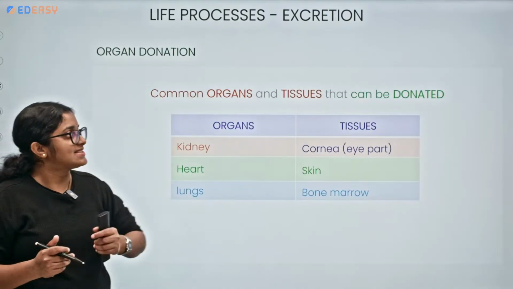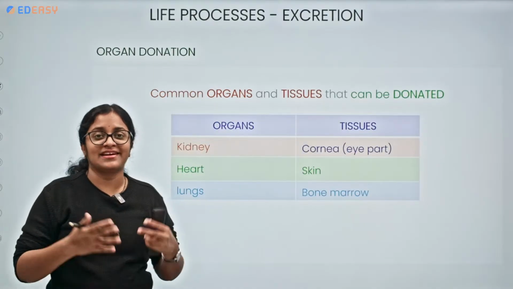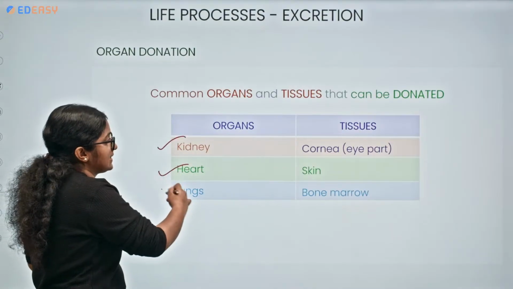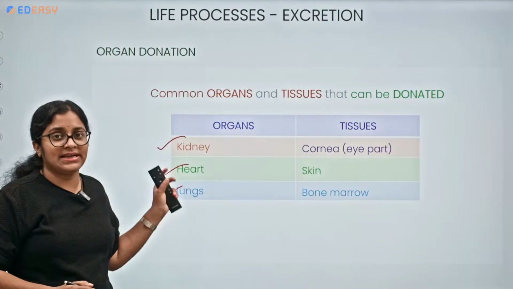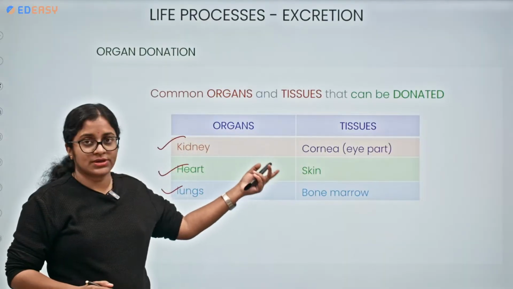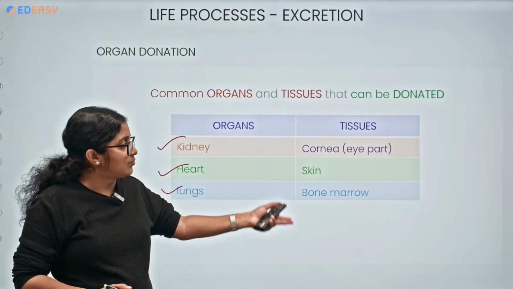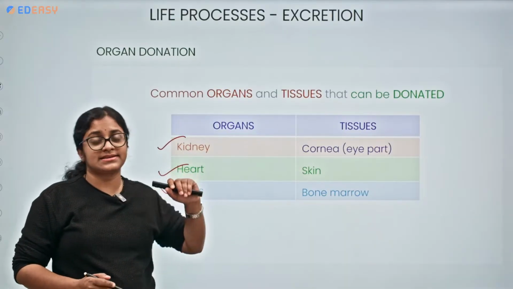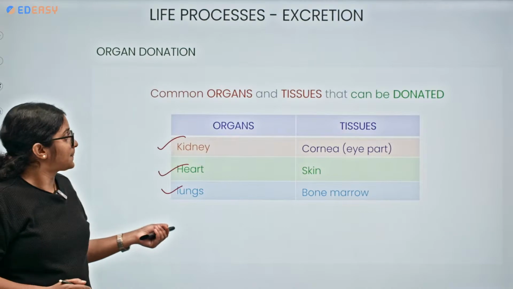So common organs and tissues which can be donated, of course, a lot. We can see the organs like kidneys, hearts and lungs, lung tissue particularly, liver tissue, and cornea, skin, bone marrow. All this can be donated, particularly the cornea present in the eye part.